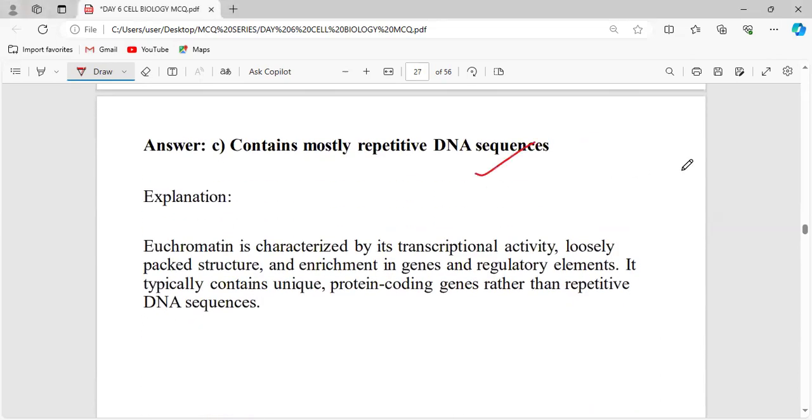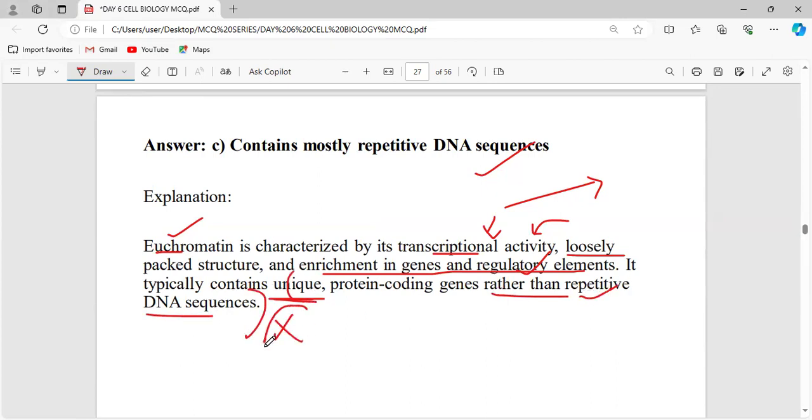See, "it contains mostly repetitive DNA sequences" will be the wrong statement when it comes to euchromatin. We know that euchromatin is in the loosened form, where we can find transcriptionally active sites, the promoter binds to the initiation region, and mRNA synthesis continues. It is loosely packed and enriched in genes and regulatory elements. Only then can we call it a transcriptionally active region. It contains unique protein coding sequences rather than repetitive DNA sequences. This is the most important difference between heterochromatin and euchromatin.